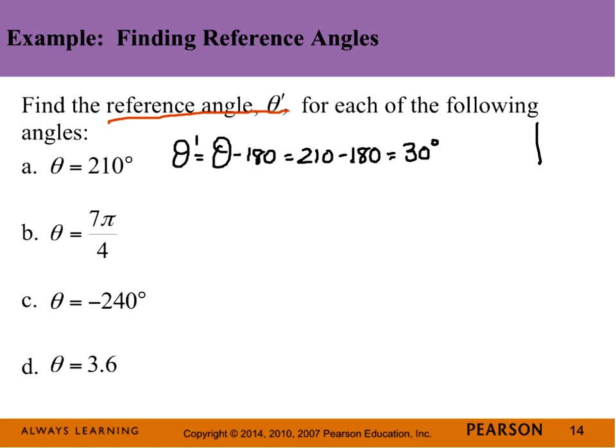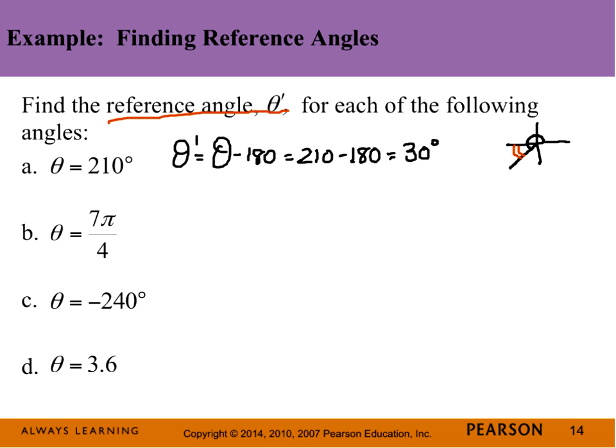So just a quick reminder of a potential picture for that. 210 degrees, there's 180. So we're talking about the terminal side being here, somewhere in quadrant 3. So theta prime goes back to the negative side of the x-axis.